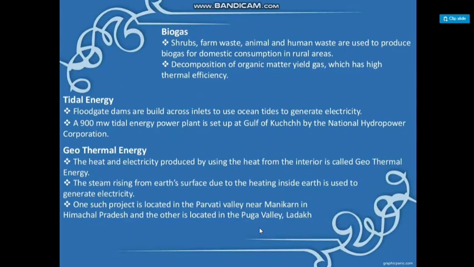Biogas. Shrubs, farm waste, animal and human waste are used to produce biogas for domestic consumption in rural areas. Biogas plants using cattle dung are known as gobar gas plants in rural India. Biogas provides twin benefits to the farmer in the form of energy and improved quality of manure.